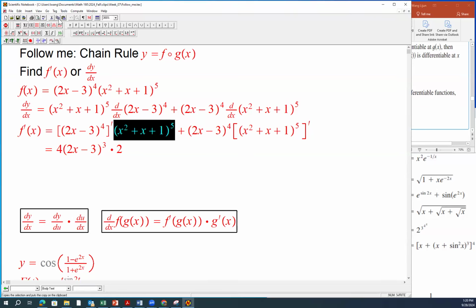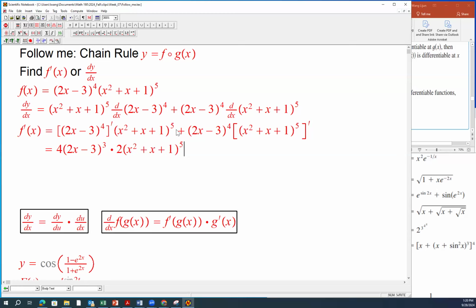And that part is done. And we copy the next part. We copy this part. Okay, this 2 is a result of differentiating 2x minus 3. So you can write it this way, okay? Plus, this part is going to be not differentiated. We're going to keep it, and now we're going to focus on differentiating this part.